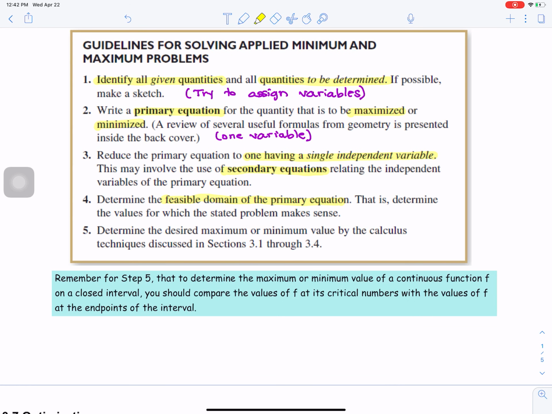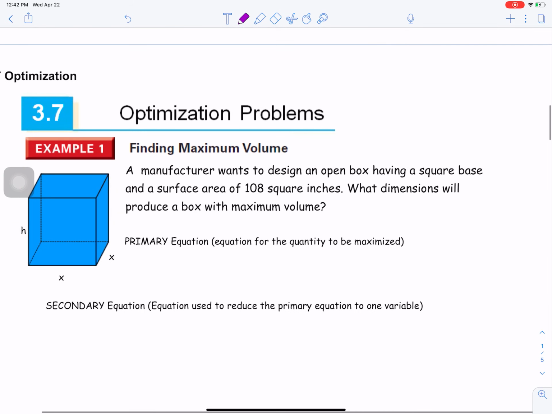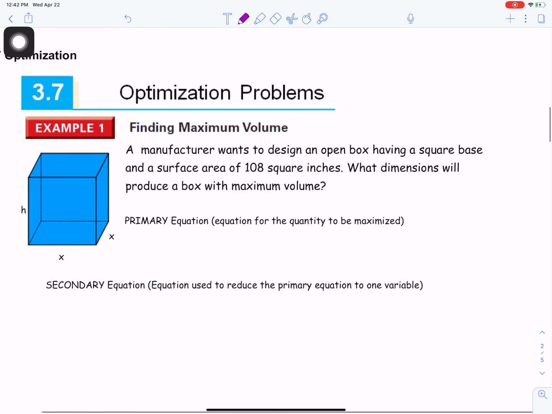If you're able to set up a domain that has a closed interval, you can use the extreme value theorem. Otherwise, you're going to have to do your max and min using calculus, and then you need to somehow prove the global max or min based on the local max or min. Sometimes we can do that just through limits, but again, sometimes a justification is necessary. Now again, these problems can vary in difficulty. We're going to start with some of these simple shape type problems.